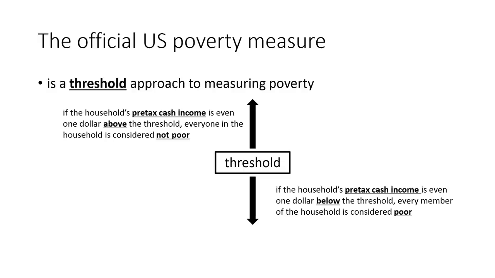And the reverse is also true. If the household's pre-tax cash income is even $1 below its threshold for its household type, every member of the household is considered poor. So a pretty straightforward approach.